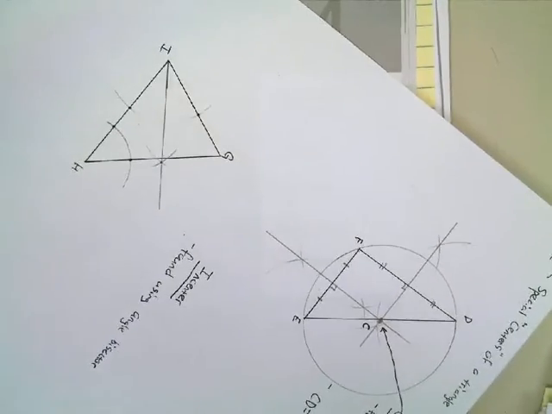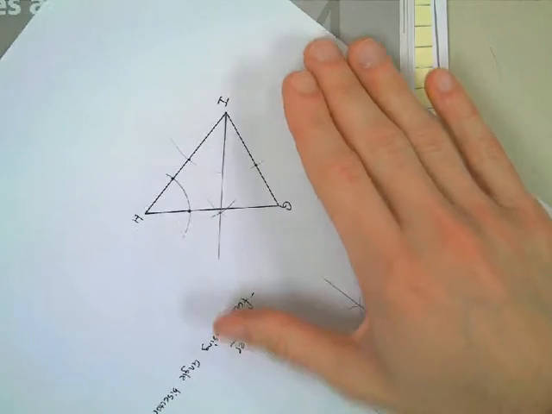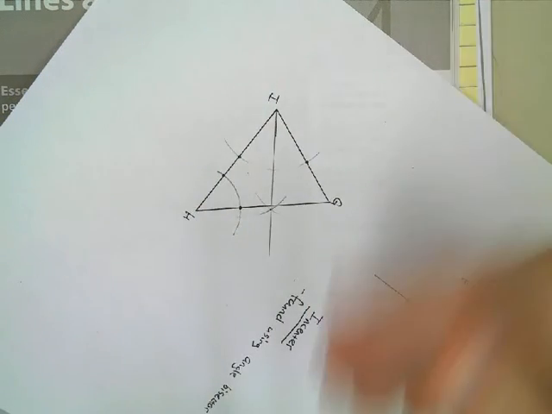Wait, what side do I put it on? Pick one of the other angles and start bisecting that angle. You do one arc. Okay?